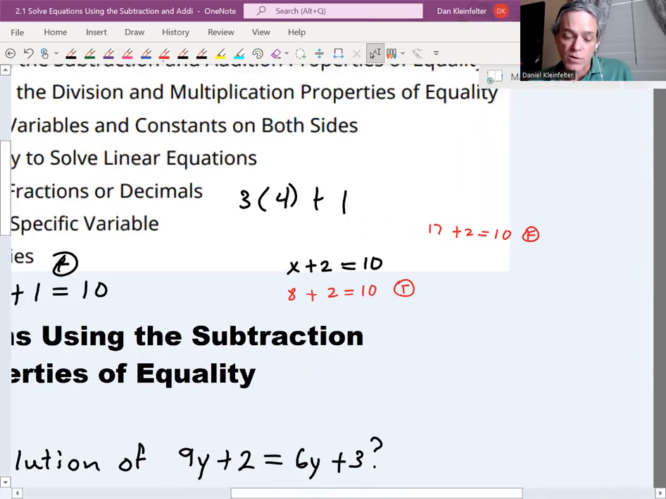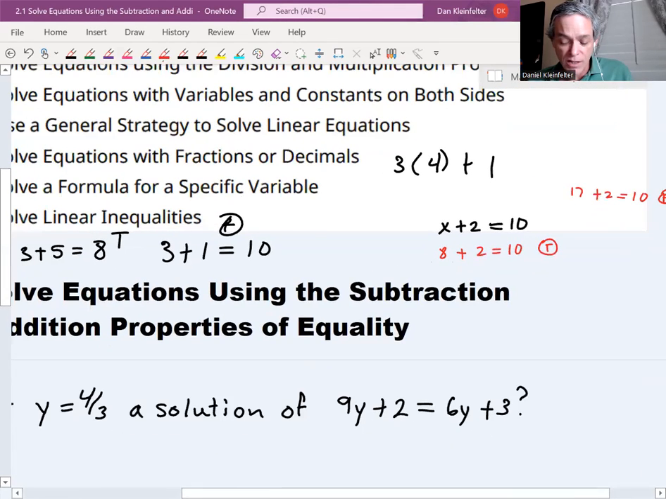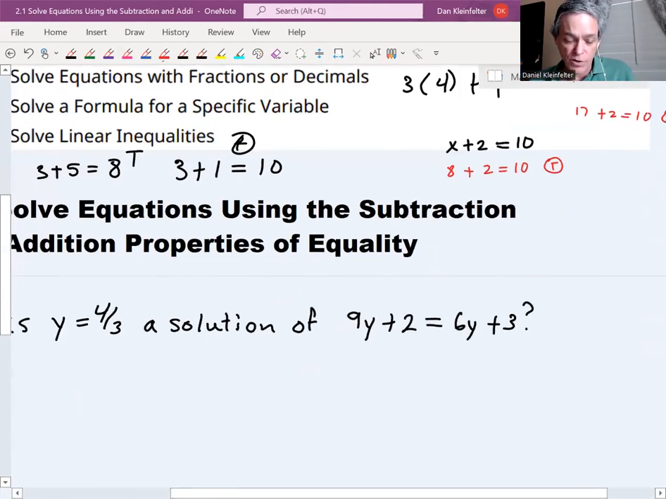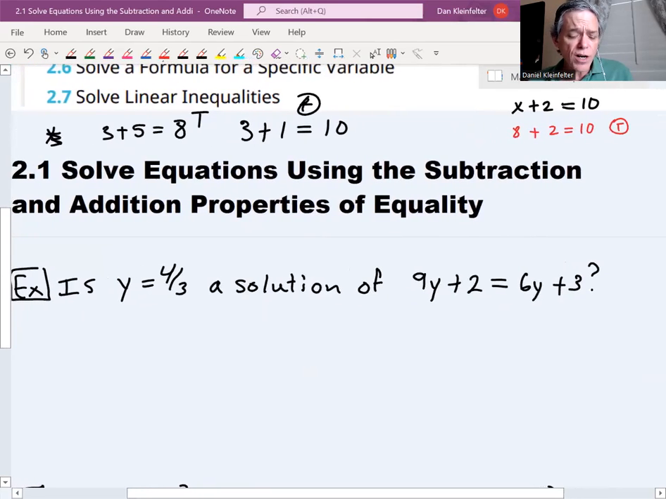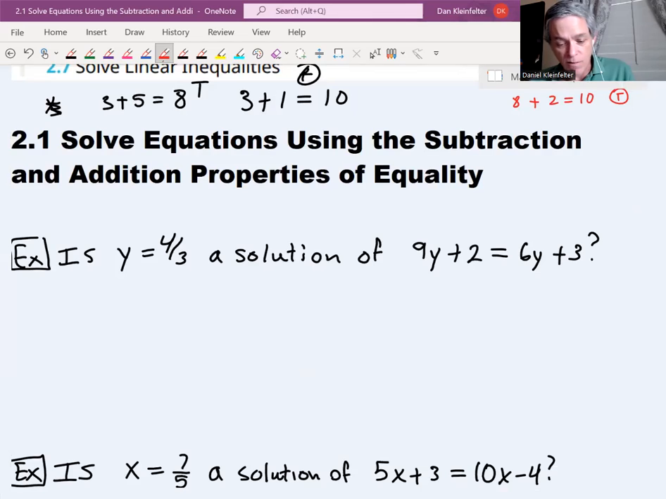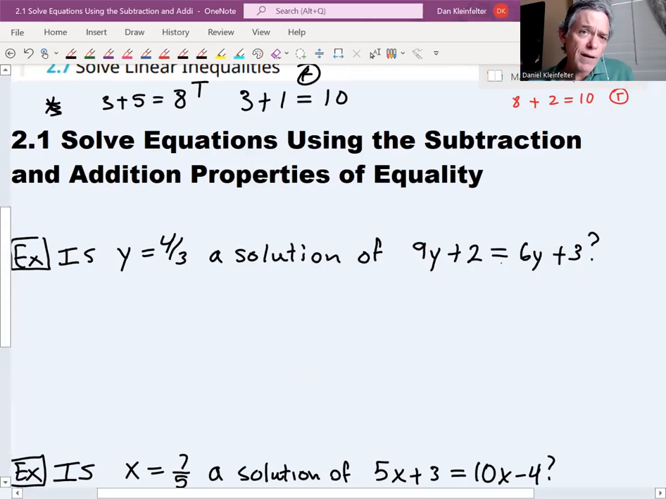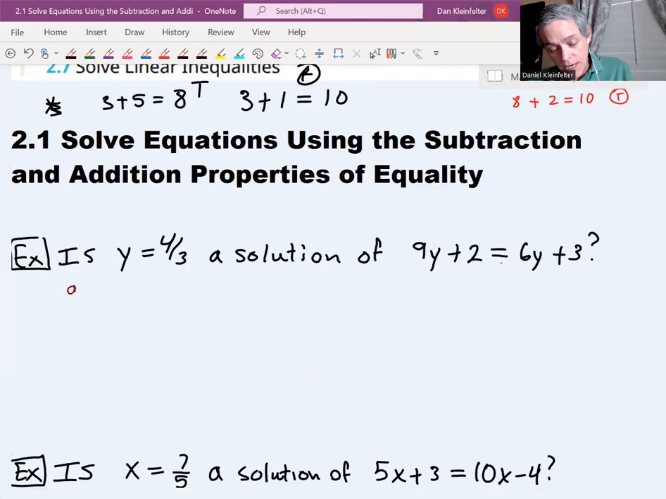That's a noun, solution to an equation. Solving is the verb, the action of trying to find the solutions to an equation. So just to get us started, a couple of yes-no questions. We want to know first if y equals 4/3 is a solution of 9y plus 2 equals 6y plus 3. How we can go about doing this is replace the y with 4/3 and decide if that makes a true equation or not. So 9 times 4/3 plus 2 equals 6 times 4/3 plus 3.